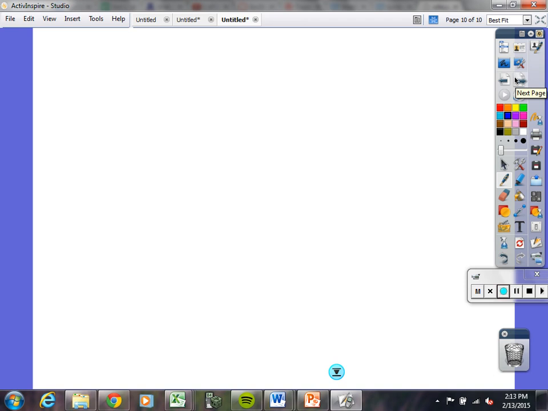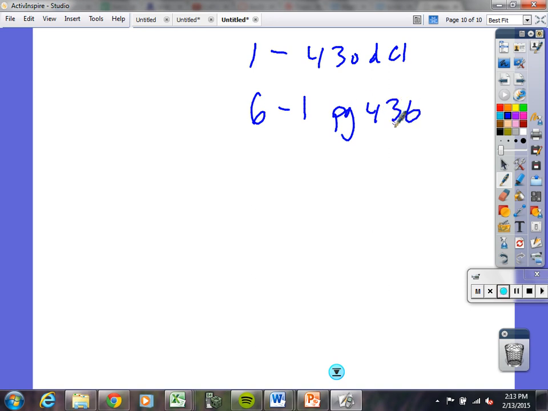So, how do I math it? Let me just see where I want to get to. 1 through 43 odd on 6-1, which is page, did you say what? 436. Yep. There you go. Perfect. Thanks, Robert.